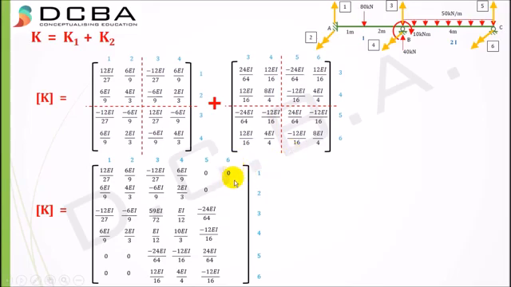First row, sixth column, 0. Second row, sixth column, 0, because both these elements do not exist. Third row, sixth column is 12 EI by 16. Fourth row, sixth column is 4 EI by 4. Fifth row, sixth column is minus 12 EI by 16, and sixth row, sixth column is 8 EI by 4.